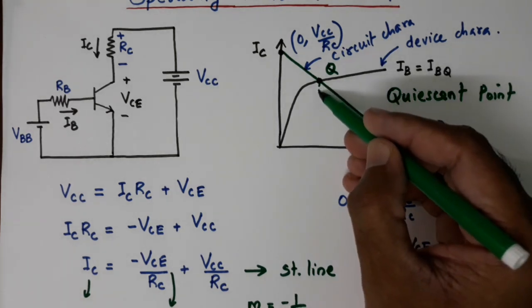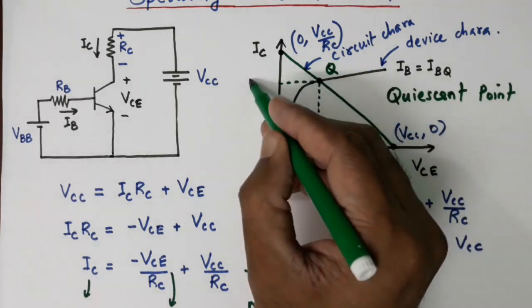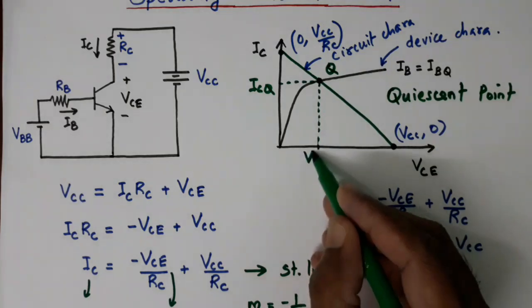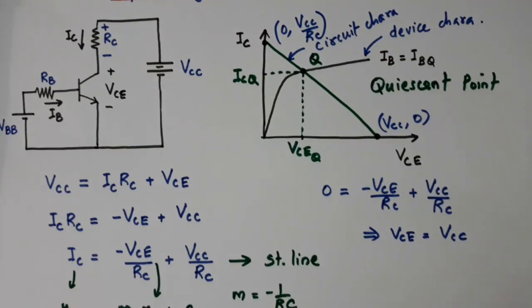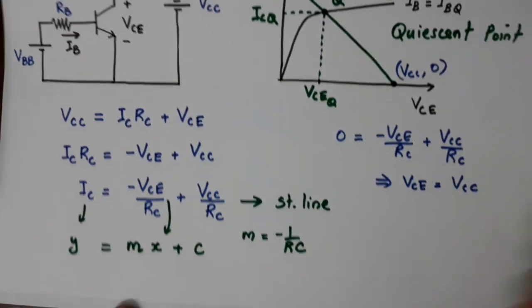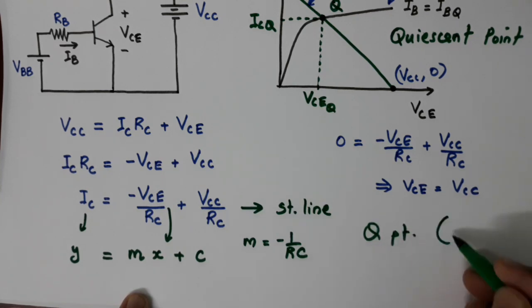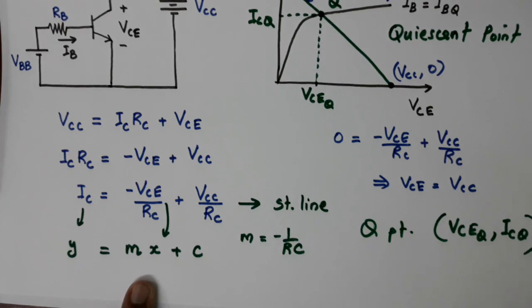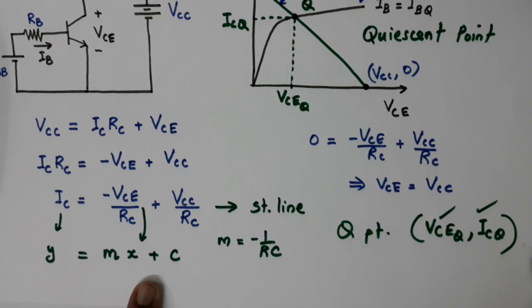So this Q point is specified by these two values: the collector current at Q point, ICQ, and the collector to emitter voltage at operating point or Q point, VCEQ. So by this procedure, we can evaluate the Q point. So Q point is given by VCEQ and ICQ. We can evaluate these 2 points using this method.